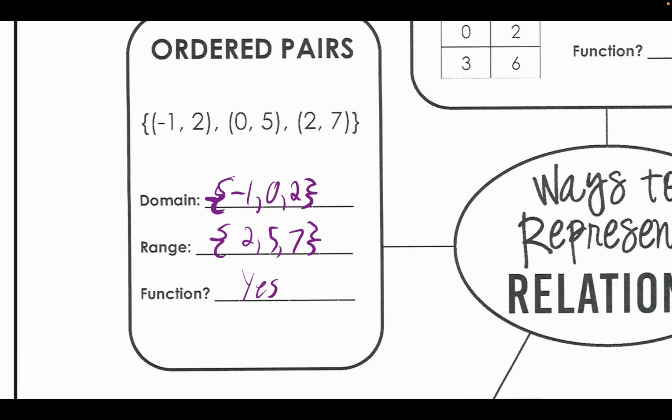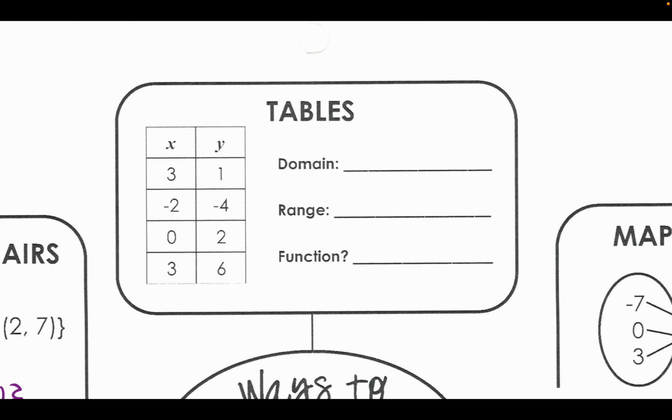Let's turn our attention to the table. The table, once again, recapping the domain and range. The domain, once again, are the x values listed from least to greatest with no repeating, which comes in key here because it's just -2, 0, 3, no second 3. And the range is -4, 1, 2, and 6. Is this one a function? No, it's not a function. Why is it not a function? 3 repeats, or 3 goes to both 1 and 6.